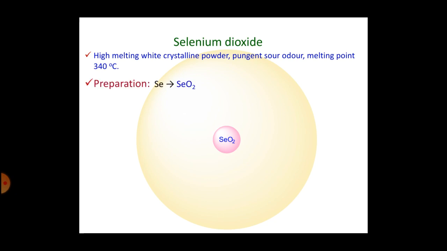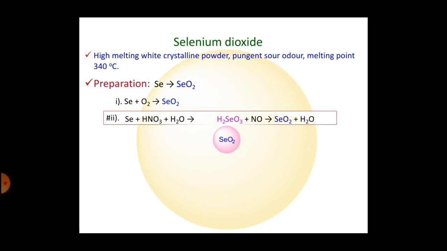which can be easily synthesized by oxidizing selenium. And this oxidation can be achieved either by simply burning selenium in air or oxygen, or it can be synthesized by dehydrating selenious acid, and this selenious acid can be obtained simply by treating selenium with nitric acid, and this is the most convenient method for its preparation.